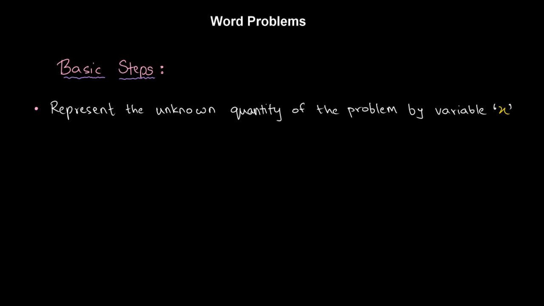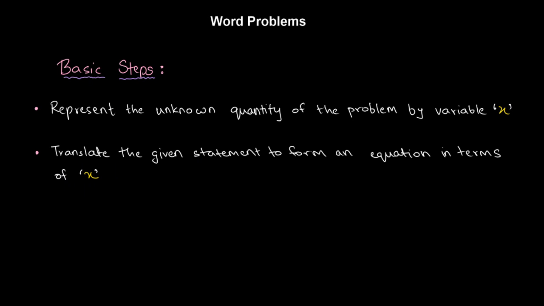The first step is basic. What you need to do is represent the unknown quantity of the problem with the variable x, right? So you read the question, figure out what is the unknown quantity or what is the value you want to find, and we'll represent that with the variable x. The second step, and the step where a lot of students find it difficult, is where you need to translate the given statements to form an equation in terms of x, right? So you read the text in English, and then you translate that into a mathematical equation, and this is where a lot of students seem to falter.